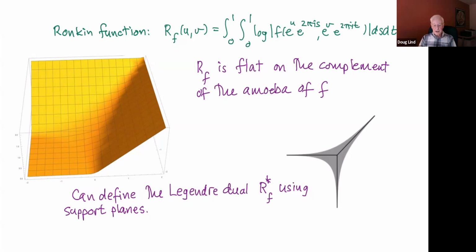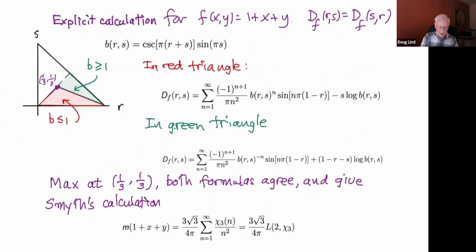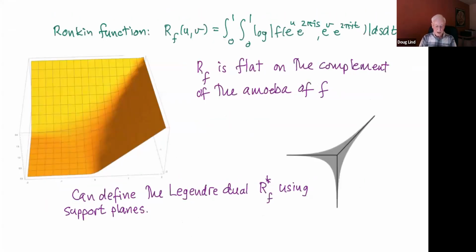You can also define the Legendre dual of this Ronkin function now by using support planes rather than support lines. And what you'll get is that the negative of the Ronkin function, the dual, is the decimation limit.